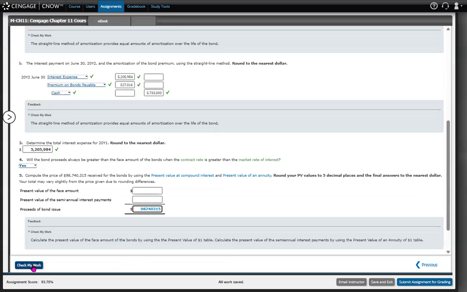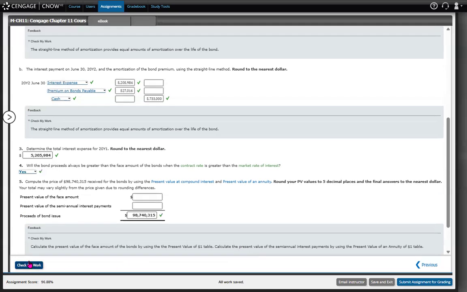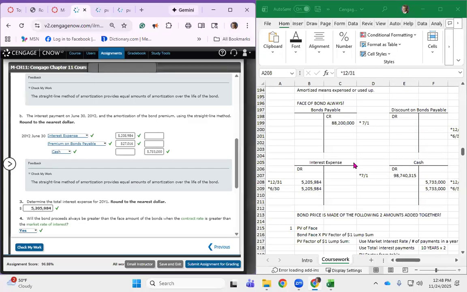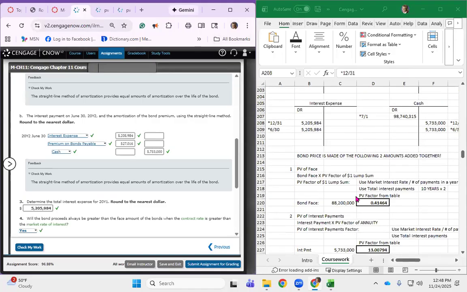Okay, so put that in and check it to make sure you've keyed it in right. And now we're going to do exactly what we did the last time. We're going to find a present value. I've got my spreadsheet here ready to go.